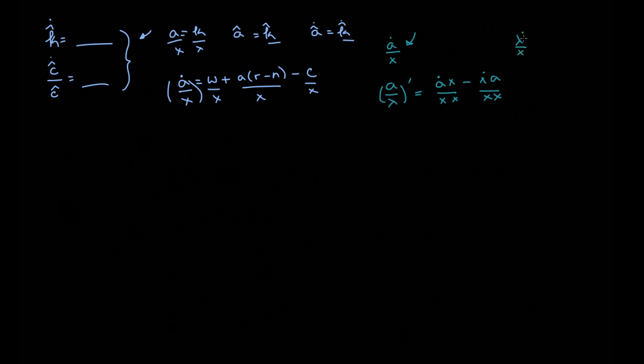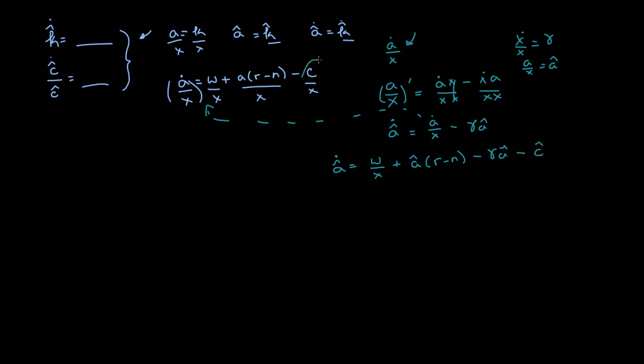X dot over x, we are told, is defined as gamma, and a over x is equal to a hat. So we have two a over x's. We're going to get a hat dot is equal to a dot over x, these two x's cancel, minus gamma a hat. Now we actually know what a dot over x is. That's this same thing over here. So let's plug it in. A hat dot is equal to w over x plus a hat times r minus n, minus gamma a hat, minus c hat.